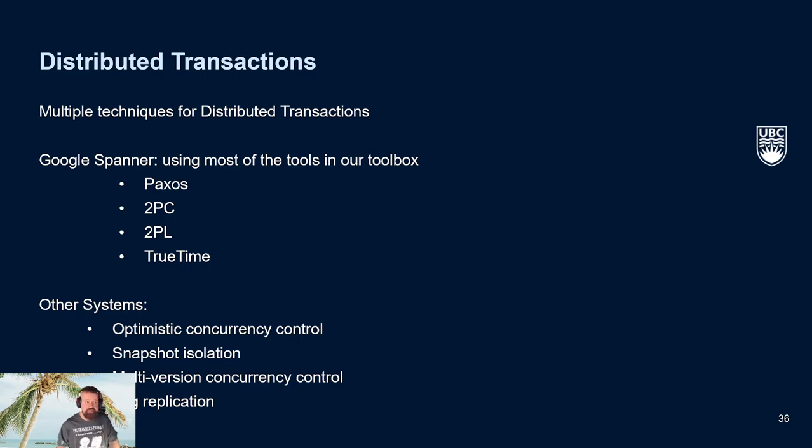We talked about Spanner, where Spanner uses Paxos, it uses two-phase commit, it uses two-phase locking, and it has TrueTime. I'm going to talk more about Paxos in a future lecture. Paxos is a big topic, and it achieves consensus and it uses some of the ideas we're talking about here, but it does it in a way that eliminates the leader as a point of failure.